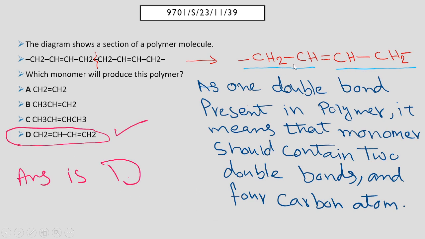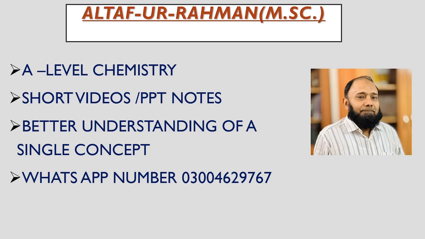Here we have another question. Basically, this is a polymer. In the polymer, you can see there is a single double bond. So as I have written here, as one double bond is present in the polymer, it means that the monomer should contain at least two double bonds and four carbon atoms. So D is correct.